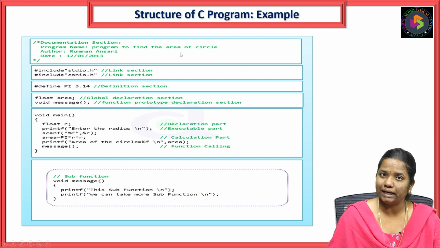Program to find out the area of the circle and other name. For example, I considered Raman Ansari, date. Here we can give the date of our program also. For example, if you go for the link section, #include <stdio.h> and #include <conio.h>.